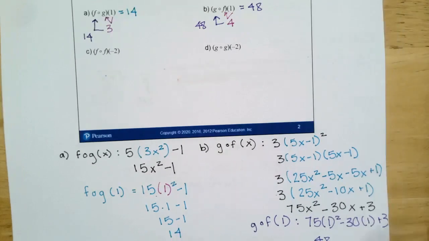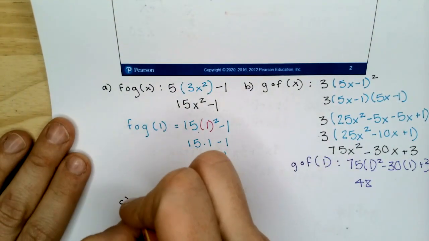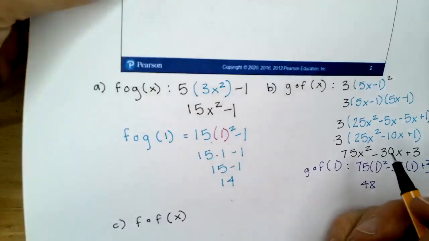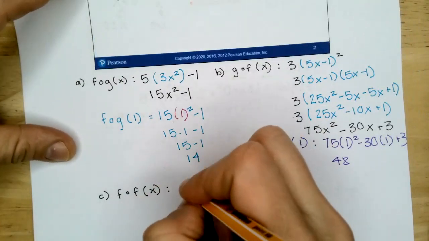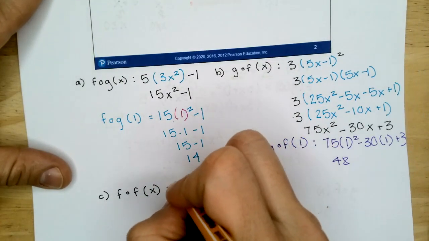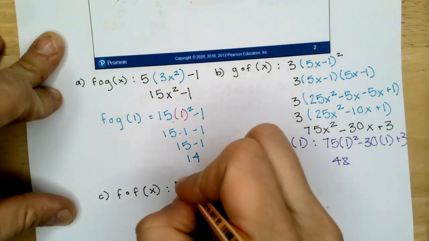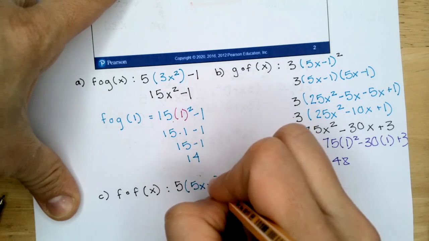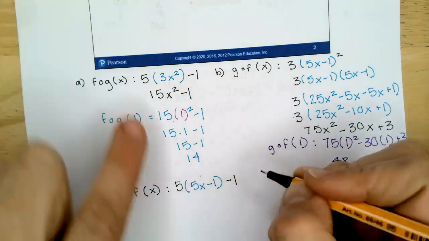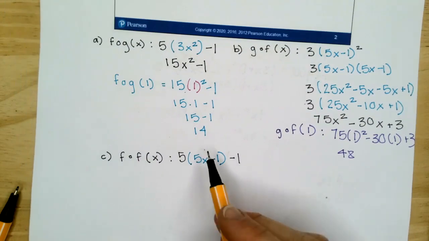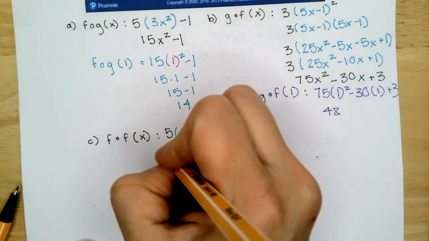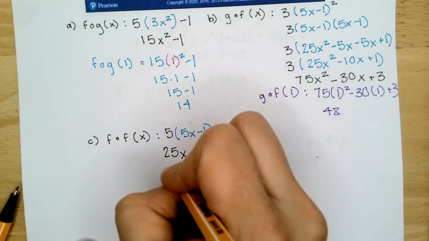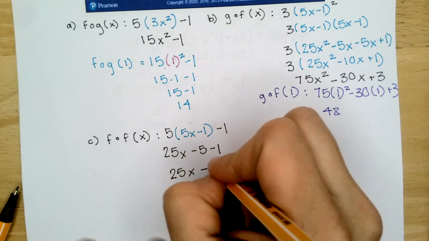We can do it. f of negative 2. So we'll start with f of x, which is 5x minus 1. Instead of saying 5x, we're going to use 5x minus 1 as my x, minus 1. So I took f of x and put it inside f of x. Now I'm going to distribute that 5. 5 times 5 is 25x, 5 times negative 1 is negative 5, minus 1. So that's 25x minus 6.